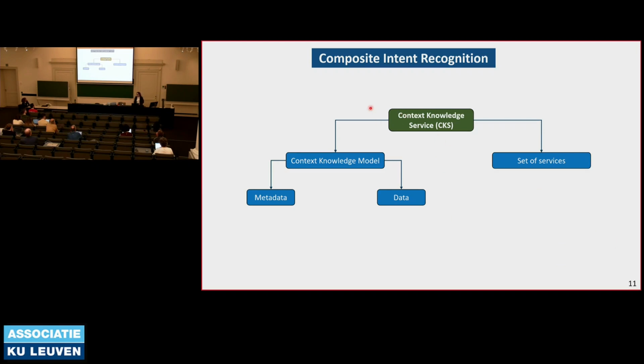Let's focus on this context knowledge service. It has a context knowledge model and a set of services or endpoints. The context knowledge model consists of the metadata and the data. The metadata is the bot schema. We represent it using the context knowledge graph. And this context knowledge graph has 8 types of nodes and 9 types of relationships.